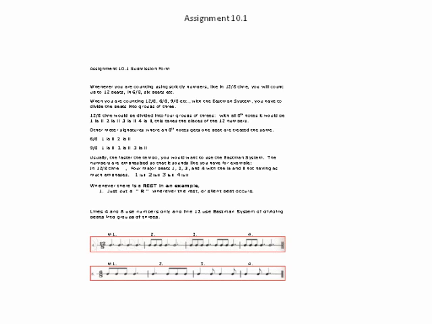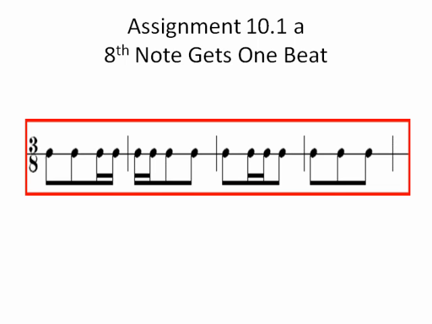Okay, so assignment 10.1 is the first one that comes up. And the issue with 10.1, which gives people a problem, is when an eighth note gets one beat. If you look, this is right out of your textbook. Most of these examples are. It won't be the same thing that's on the assignment, the same example that's on the assignment for you to do, but it'll be relatively similar to it.